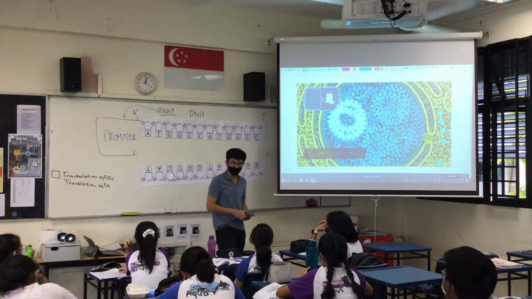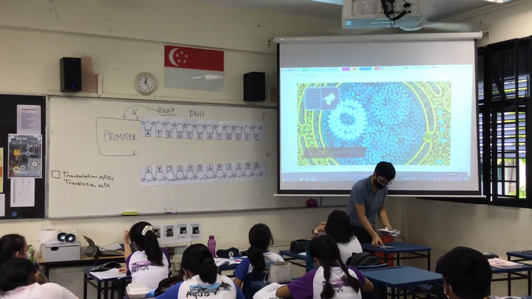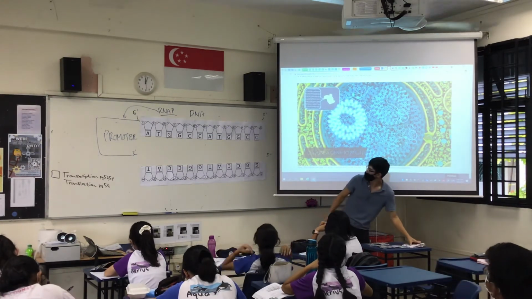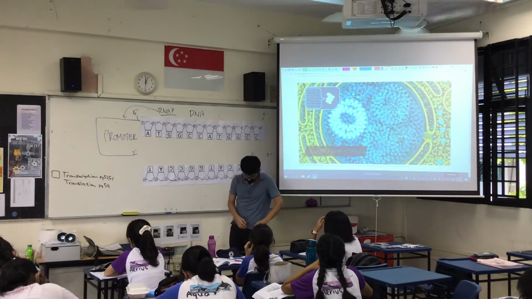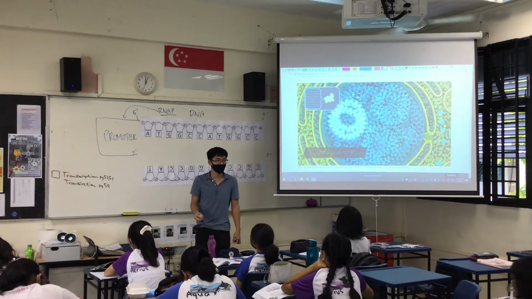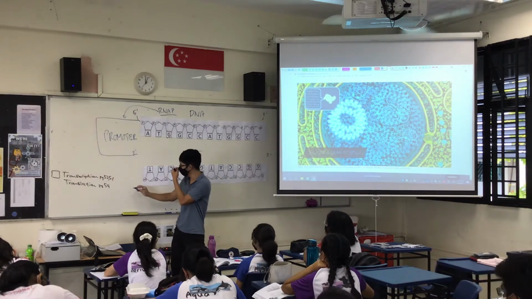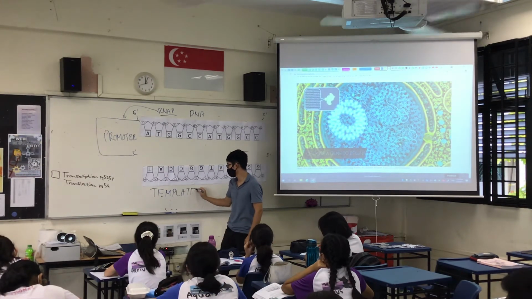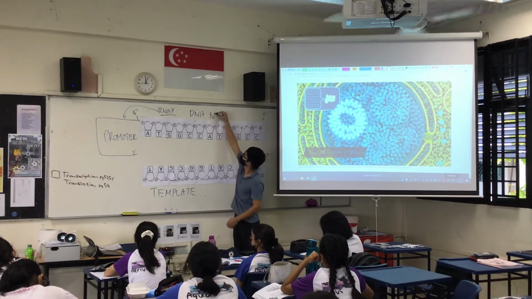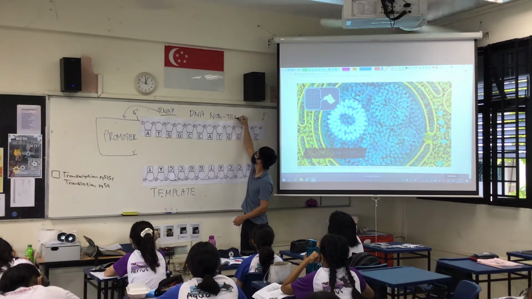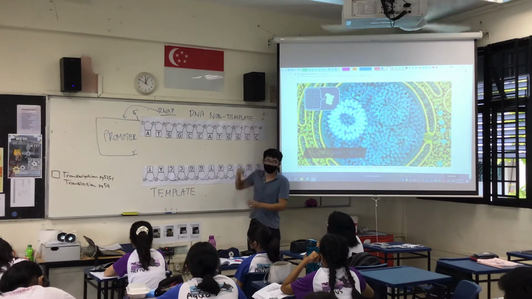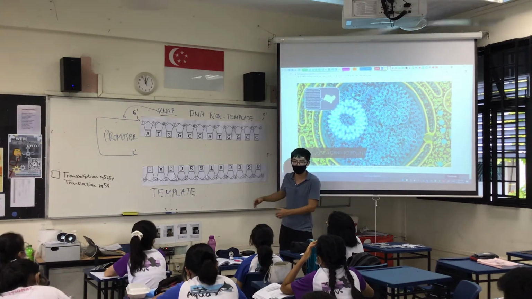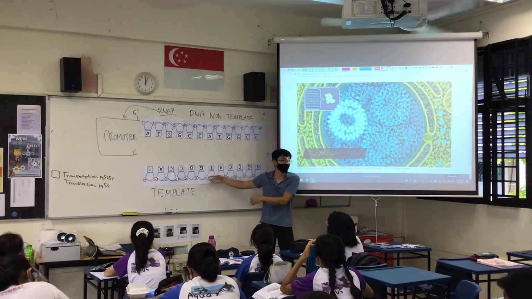Now I will need your help. I'm going to create mRNA now. One of the strands will be called the template strand. Another strand will be called the non-template strand. This strand on the bottom, I call the template strand. The one on the top is the non-template. The strand that the RNA polymerase uses to create mRNA is called the template strand. There's a meaning to the words.